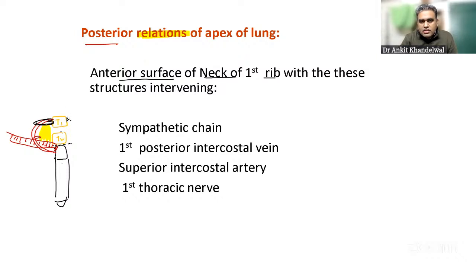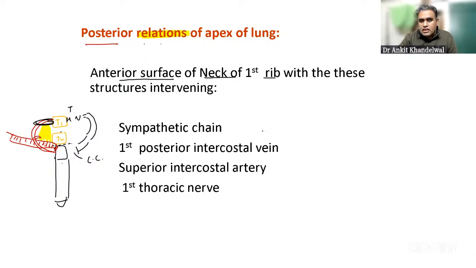So the head is over here, the neck over here, then the angle of the rib, then the shaft of the rib, then the rib comes anteriorly and joins with the costal cartilage, if you remember. The head, the neck, and the tubercles of the rib are attached close to the vertebrae, because they form the costovertebral and costotransverse joints. So the anterior surface of the neck of the first rib forms a relation.